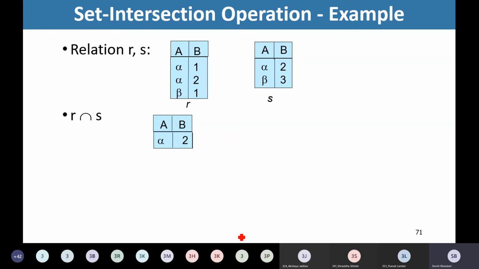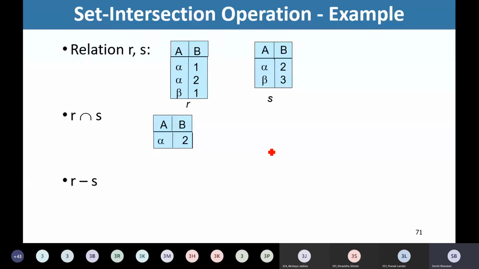Now, as I stated, this intersection operation can be written by making use of the basic relational algebra operations. So how are we going to do that? Let us try to find out R minus S. Set difference operation, R minus S. What would be the output?